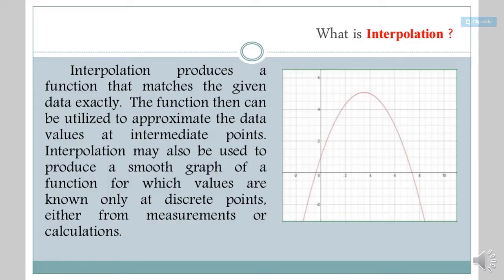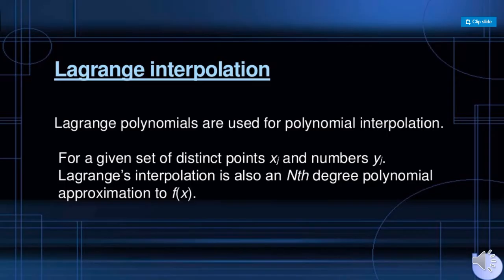Now we'll see what interpolation is. Interpolation produces a function that matches the given data exactly. The function can then be utilized to approximate the data values at intermediate points. Interpolation may also be used to produce a smooth graph of a function for which values are known only at discrete points, either from measurements or from calculations.